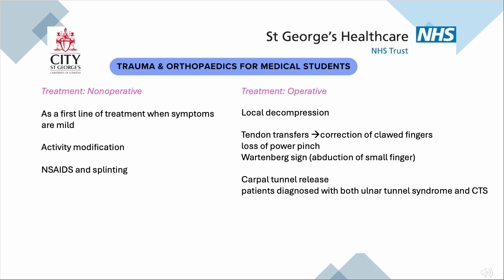But if it's gone too far, then you may have to consider tendon transfers for the weakness. There may also be a combined problem, which is not an uncommon picture, where you've got ulnar nerve symptoms and carpal tunnel symptoms, and you have to do a combined release.